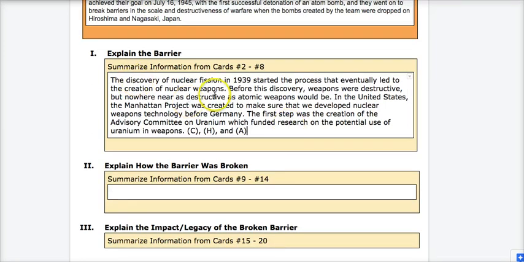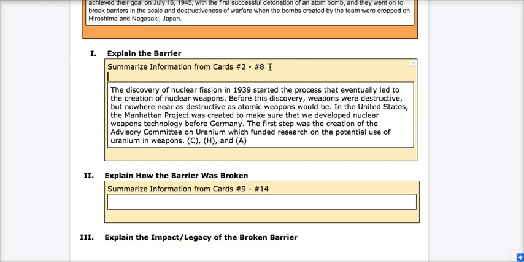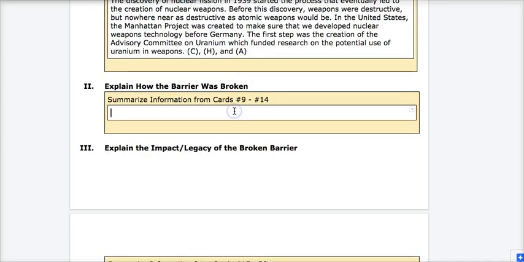Let's see, 1, 2, 3. We're looking for somewhere in the neighborhood of 3 to 5 complete sentences that fully summarize the barrier. So in this one, you're basically focusing on the barrier. The next one, you're going to focus on how the barrier was broken.